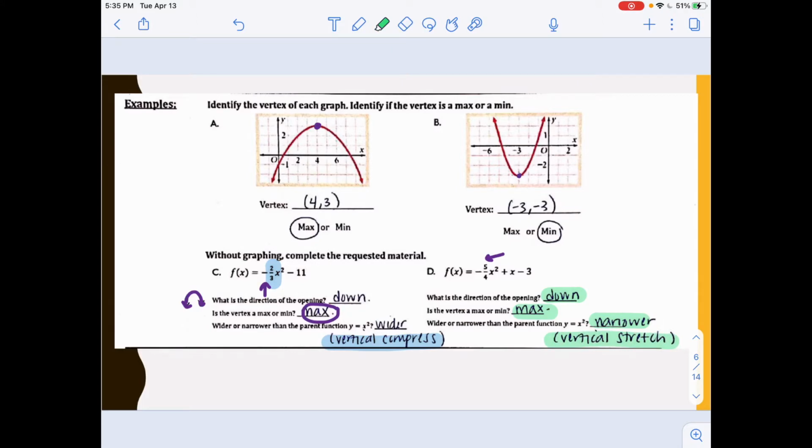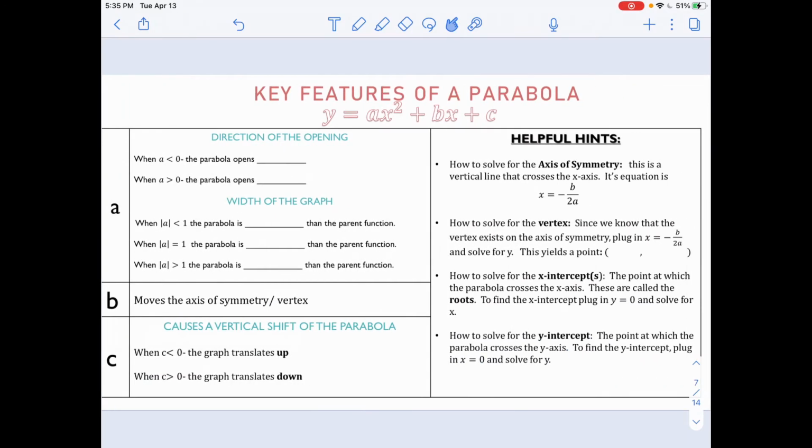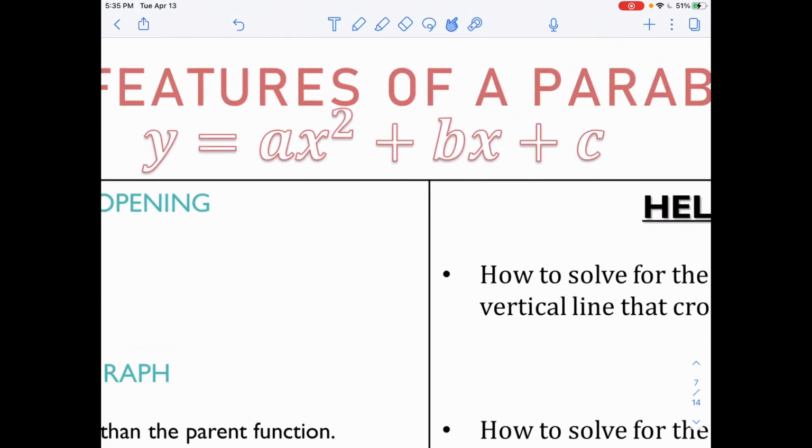All right, so this is all a review from last time. So let's bring everything together. We know that standard form of a quadratic function is y equals ax squared plus bx plus c. We've already talked about how a affects the graph and how c affects the graph, all right? So those should be nice and easy.